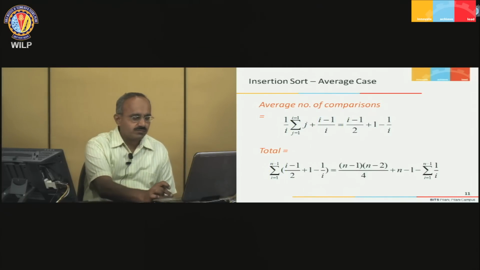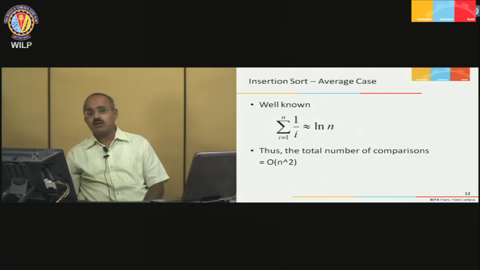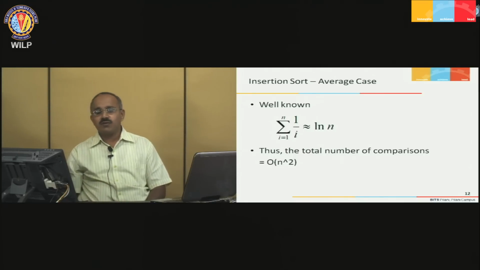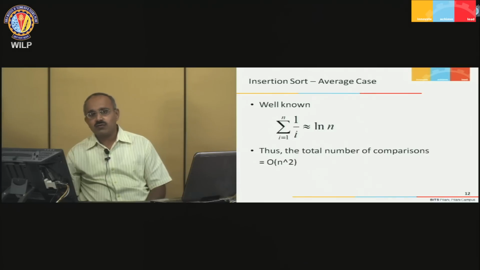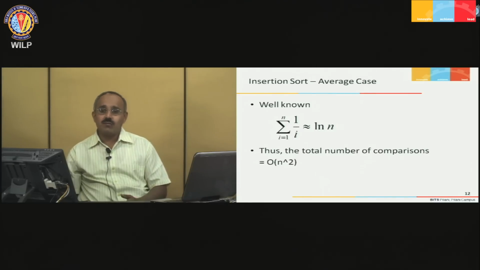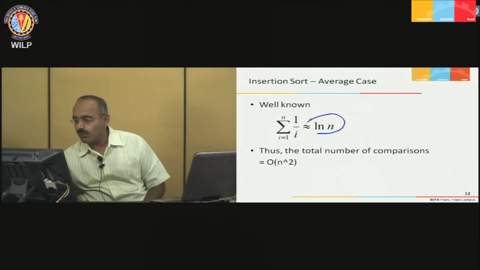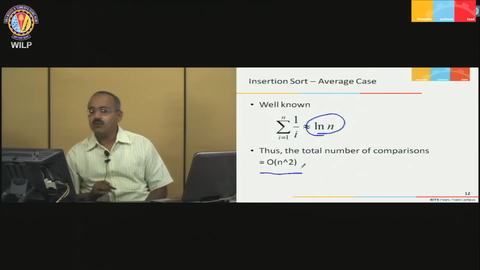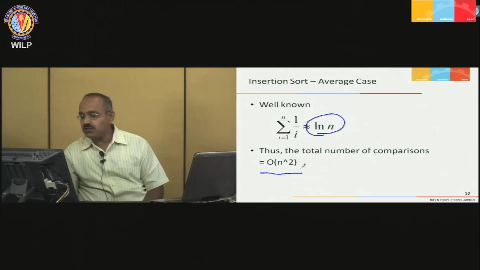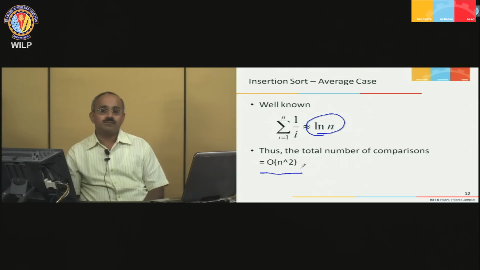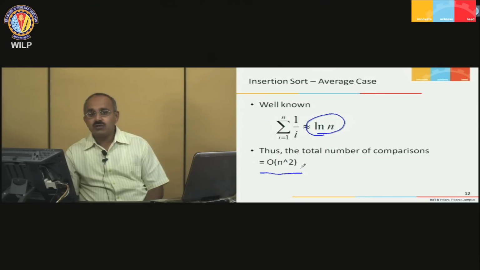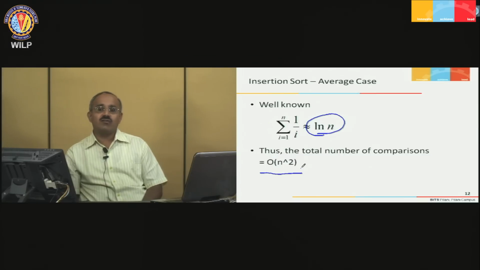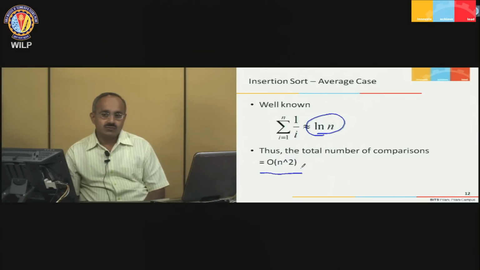Now, we use a well known equality from school algebra, in which the summation of 1 upon i, the sum of the first n reciprocals, is log n. Using this fact, we prove that the total number of comparisons on average needed are of order n squared. So, what we observe here is that on average your algorithm behaves like the worst case of the algorithm, whereas the best case is linear in n.